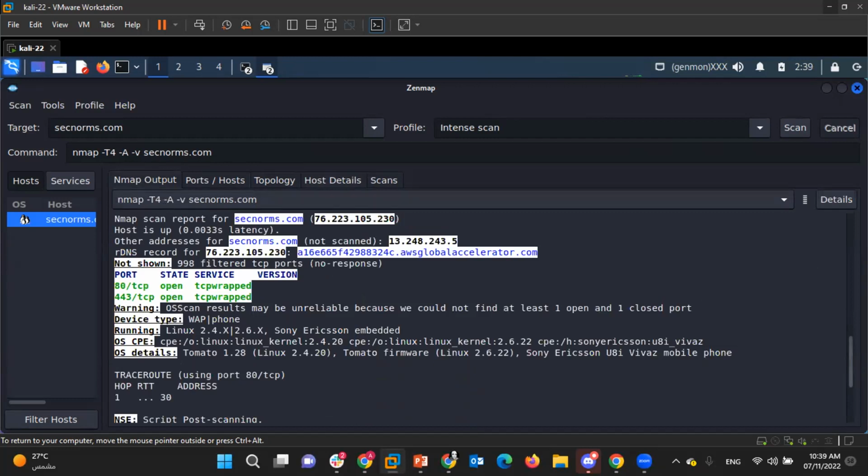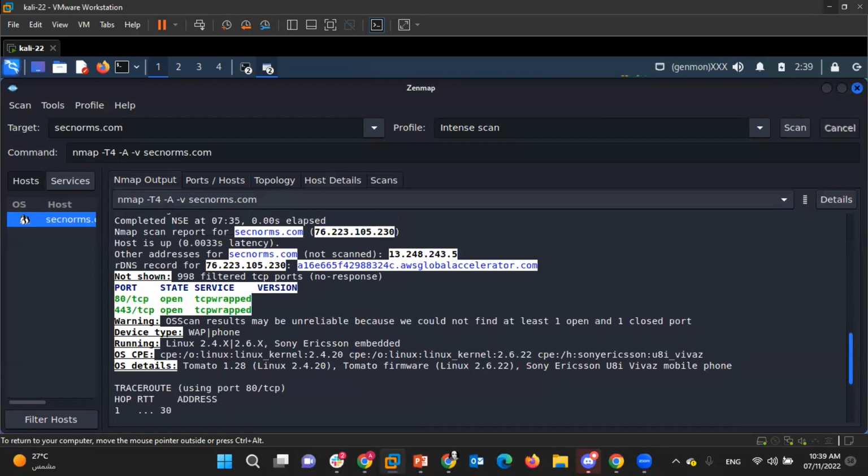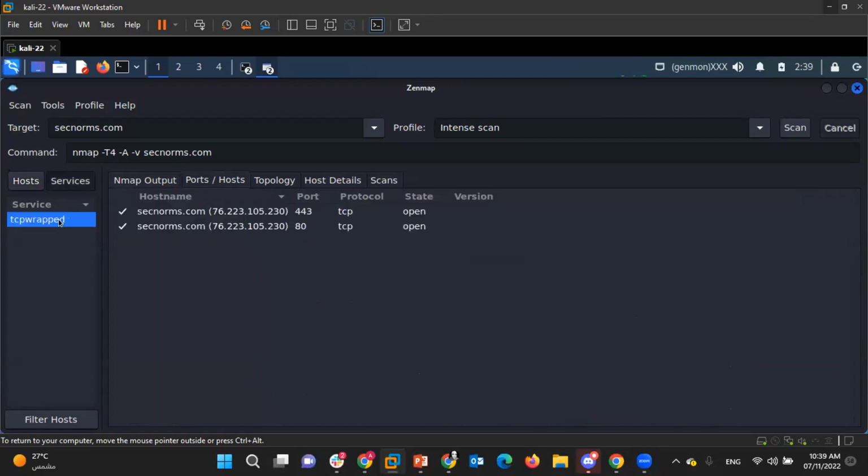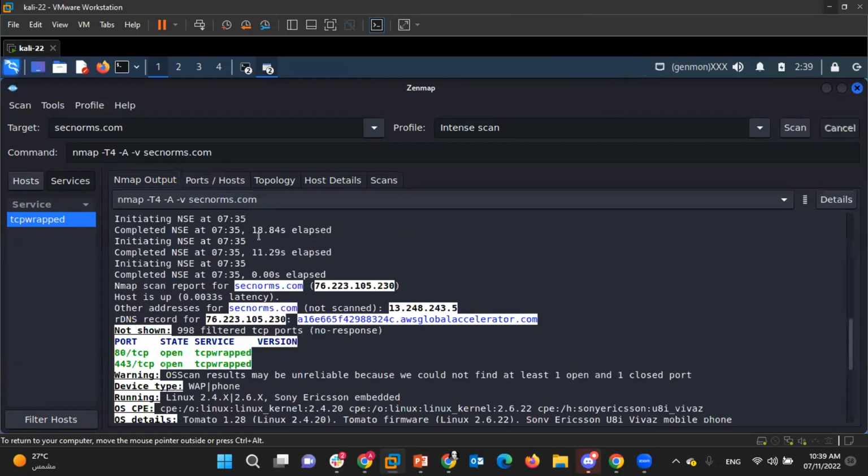From here, we can find the services, just the word TCP wrapped. All of this is not accessible to you. It is wrapped. And for now, you have an idea about my operating system, my IP address, and DNS.